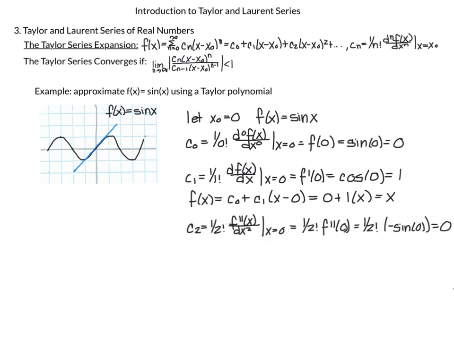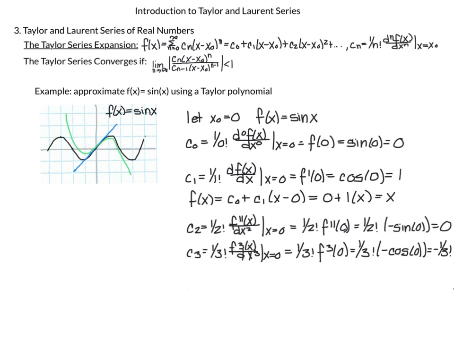Calculating c2, we have 1 over 2 factorial times f double prime of x evaluated at x equals 0. The first derivative is cosine, so the second derivative is negative sine, evaluated at 0 is simply 0. So our next term is 0 times x minus 0 squared. The x squared term has a 0 coefficient, so I'm not going to add that on for now.